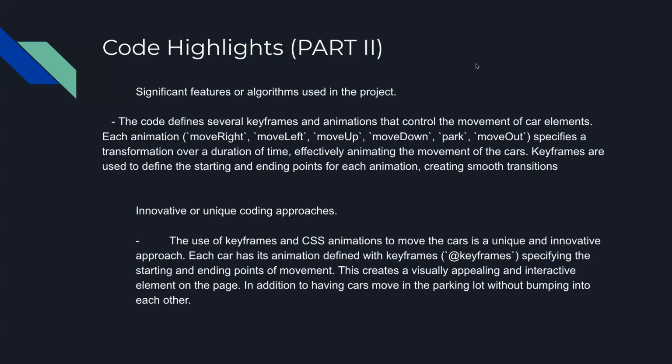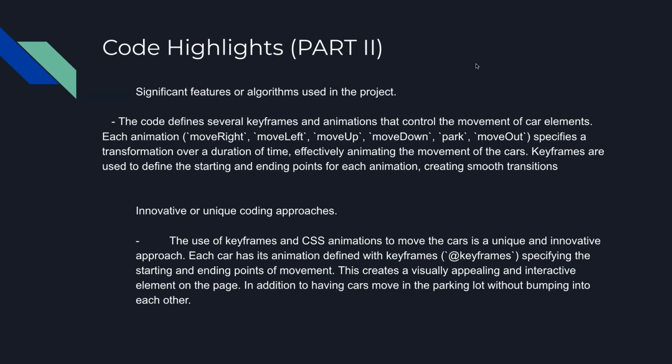And in terms of significant features or algorithms used in this project, this code defines several keyframes and animations that control the movement of the car elements. Each animation specifies a transformation over a duration of time, effectively animating the movement of the cars. Keyframes are used to define the starting and ending points for each animation, creating smooth transitions.